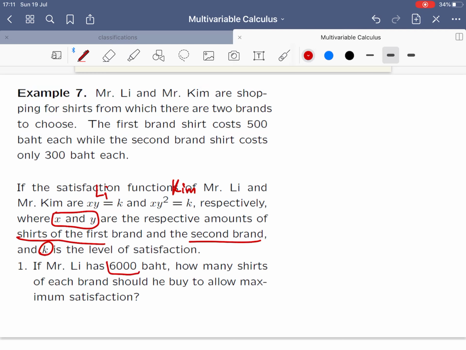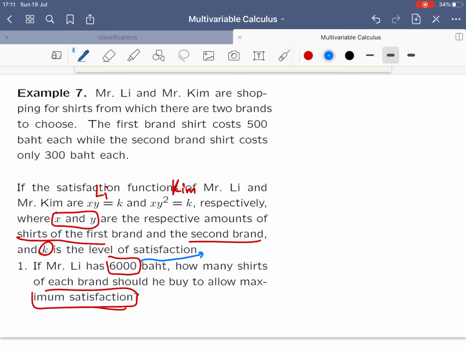So if the budget of Mr. Lee is only 6,000, how many shirts of each brand should he buy to allow the maximum satisfaction? This one is not that difficult. You just use the same technique that we did with the previous example. What's the constraint?